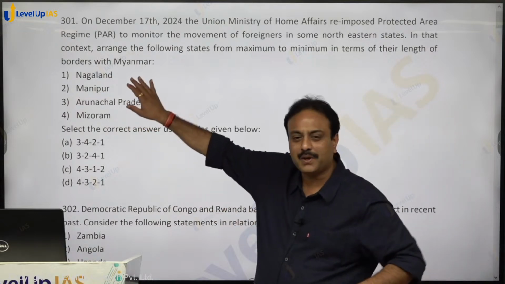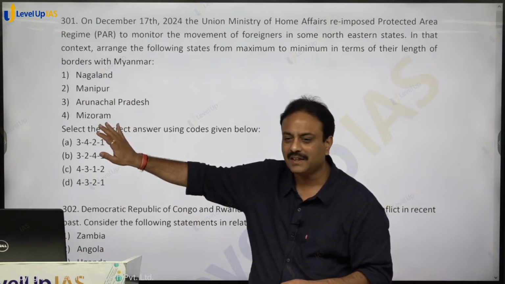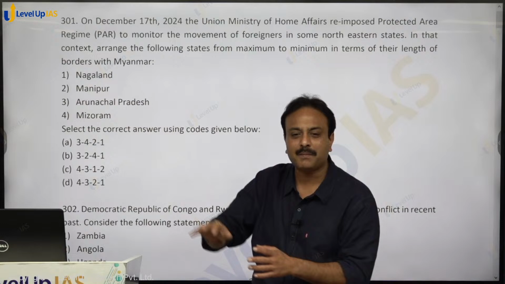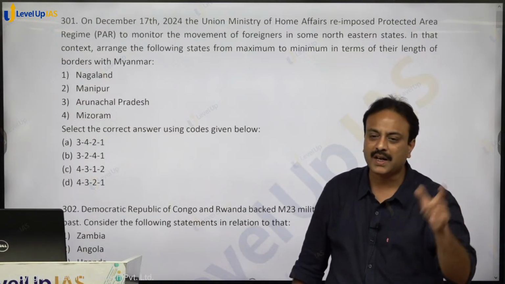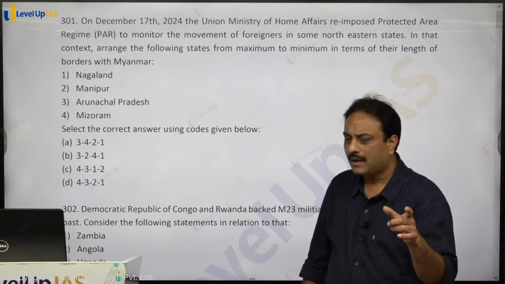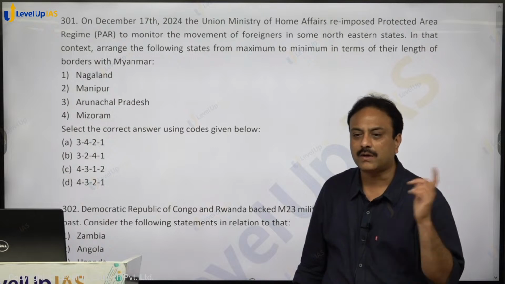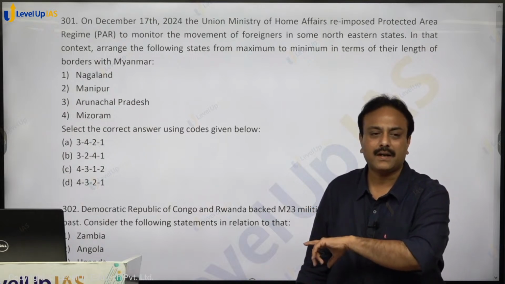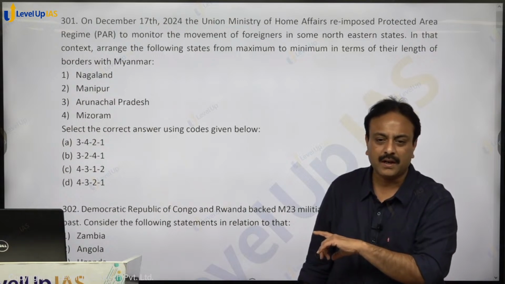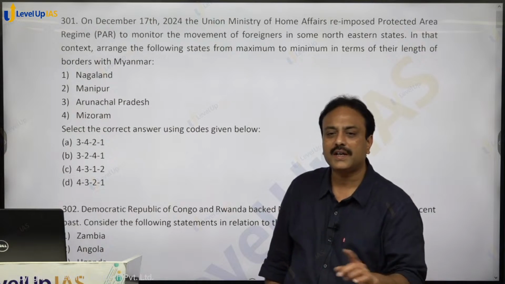All these 4 states are having border with Myanmar, yes or no? 100%. So which state is having maximum border? Manipur remained in dispute since May 2023 up till now. Infiltration from Myanmar, Rohingya issue going on, right? Myanmar military coup has taken place over there and democracy is not there. So infiltration cross border is taking place.